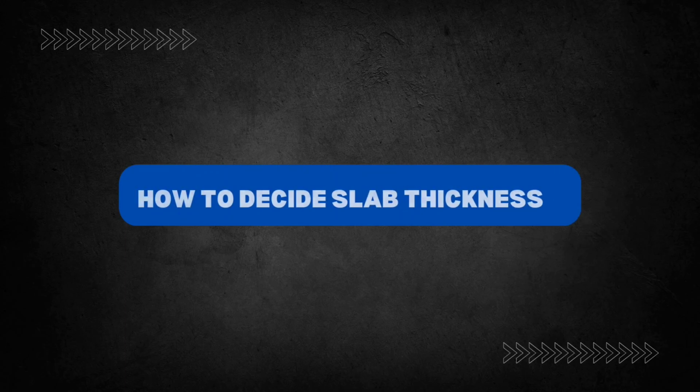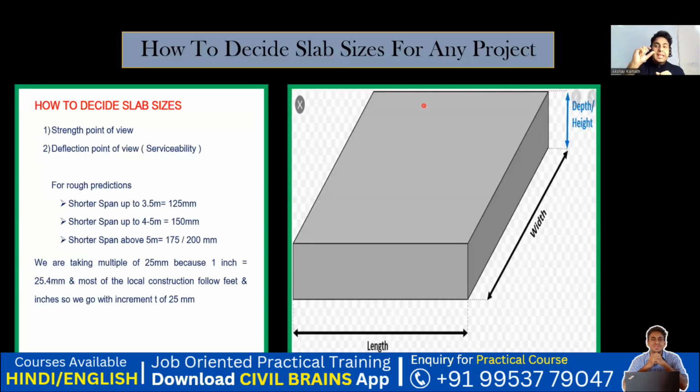Then we'll see how the slab thickness has to be determined. Whenever we decide the slab thickness, there are two factors. One is based on strength. Second is based on deflection point of view, which we call a serviceability limit from a structural point of view. Forget about that. Now come to this part.